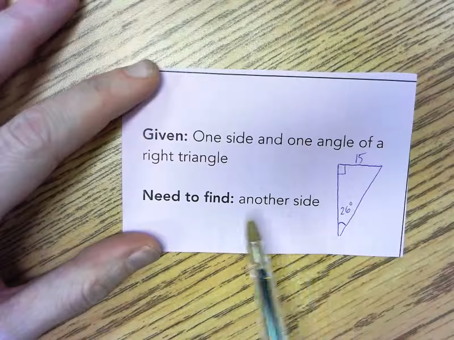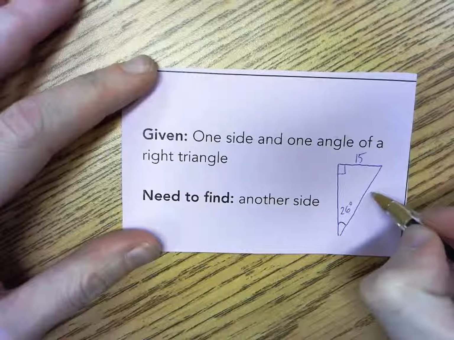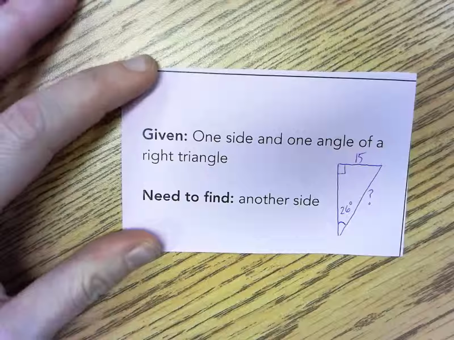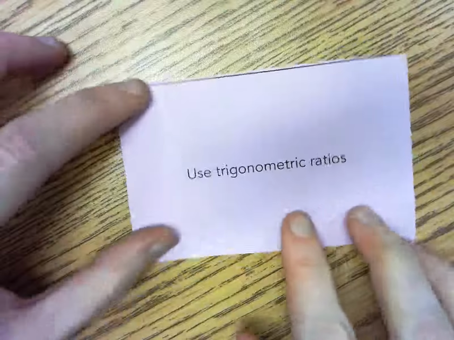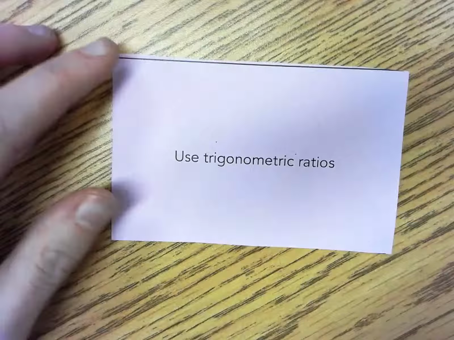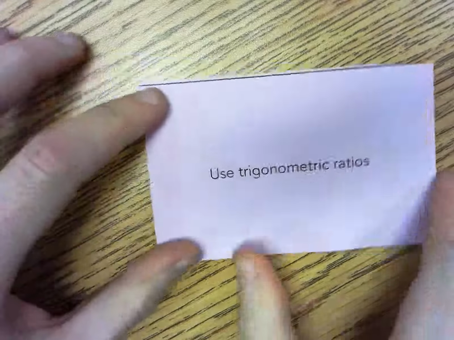So if you have this kind of triangle and it's asking you to find another side, doesn't matter which side, I'm going to put a question mark here, but you could put a question mark on the other one. To solve this type of right triangle, we use our trigonometric ratios. These are the very first ones that I showed you. So these are sine equals opposite over hypotenuse, etc. We'll get to that card in just a bit.